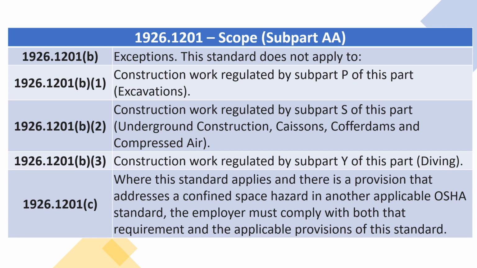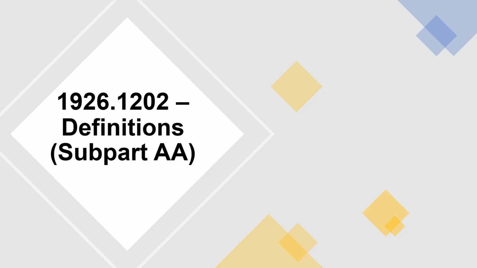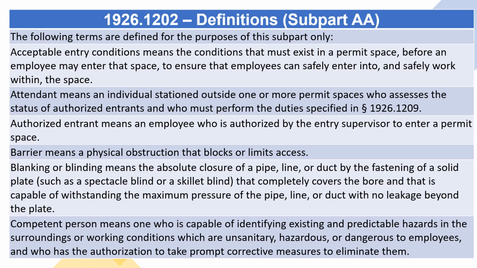1926.1201(c). Where this standard applies and there is a provision that addresses a confined space hazard in another applicable OSHA standard, the employer must comply with both the requirement and the applicable provisions of this standard. 1926.1202 Definitions for Subpart A. The following terms are defined for the purposes of this subpart only.